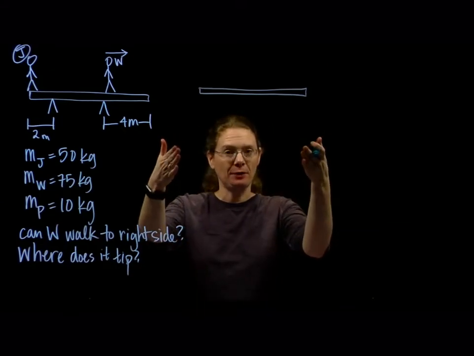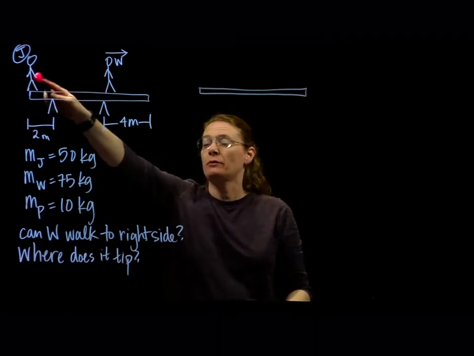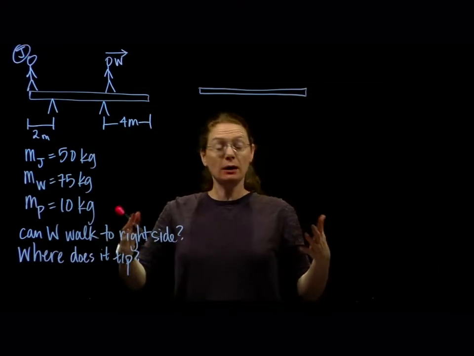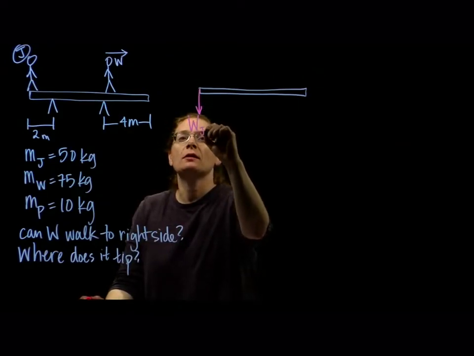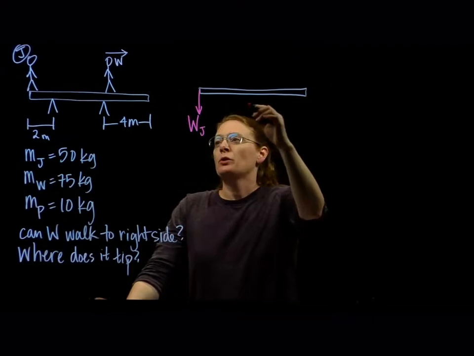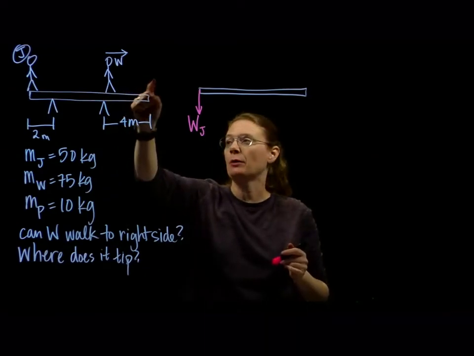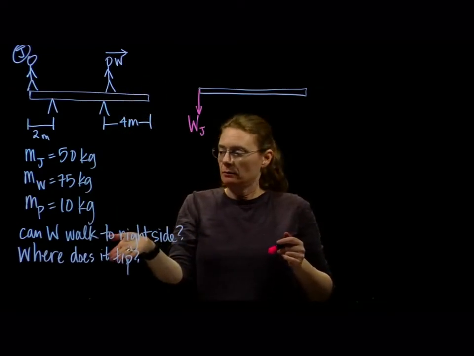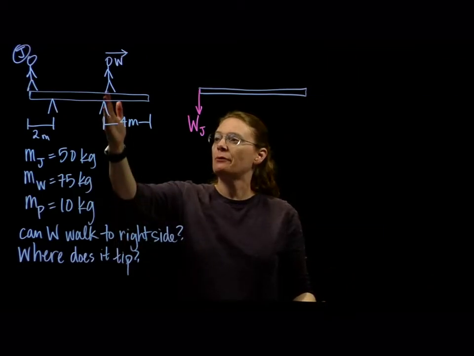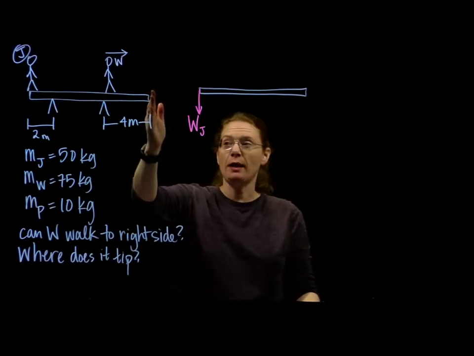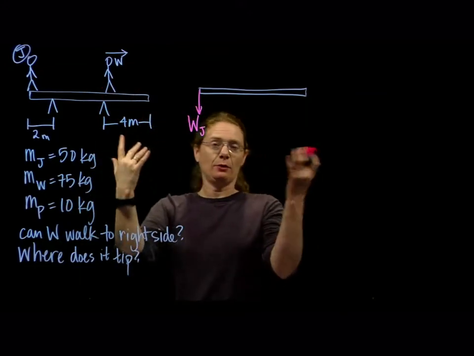So what forces act on the plank, and where do they act? Wooster and Jeeves definitely are exerting downward forces equal to their weight. And the force of the weight of Jeeves is at the left-hand end. And Wooster, we don't know where he is. The question is, can he walk all the way to the right side without it tipping? And if not, where does it tip? So let's solve for where it tips. If it's more than 4 meters, then he's okay. And if it's less than 4 meters here, then he's not okay. So I'm going to say he's somewhere over here. I don't know exactly where.